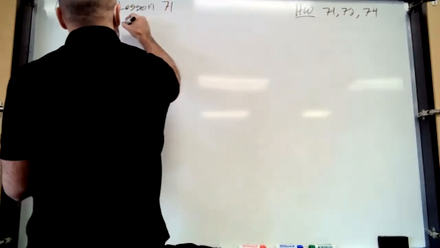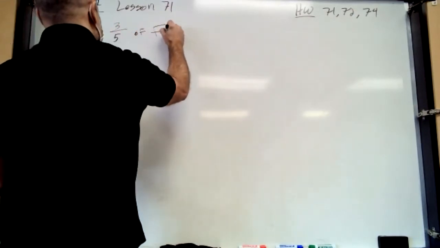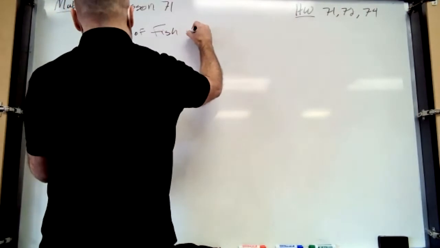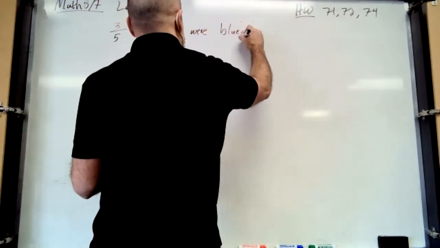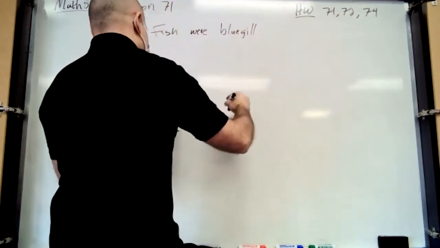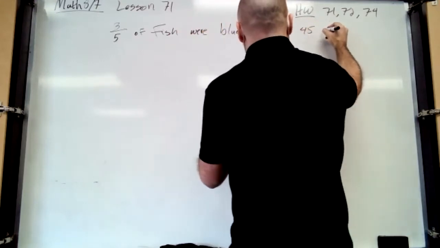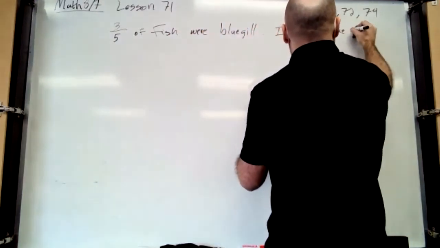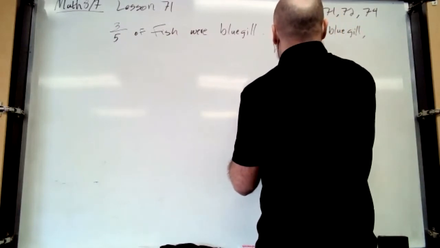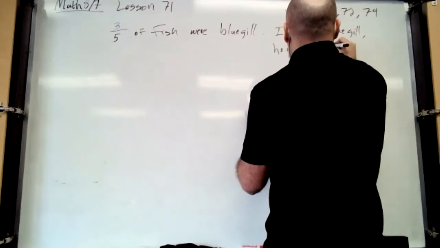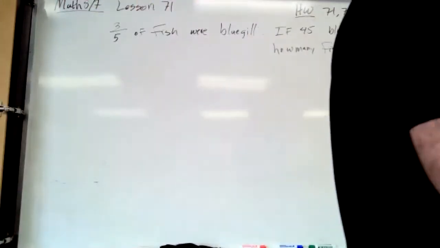So if I say 3/5 of the fish were bluegill, okay, if there are 45 bluegill, how many total fish? Okay, so 3/5 is 45, right?